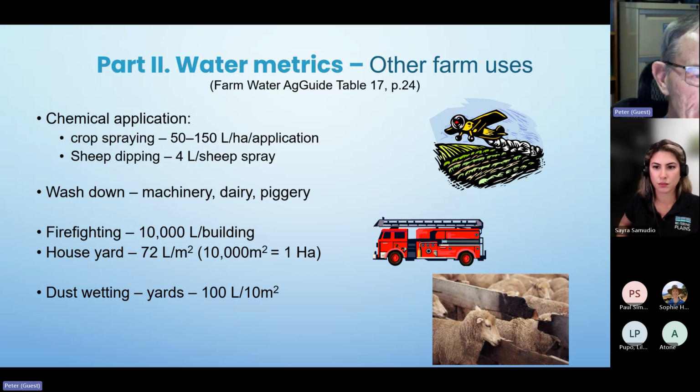And for firefighting for your house yard, should you get a grass fire going through your shrubs, the Ag Guide suggests 72 litres per square metre. And if you're not quite sure about that, there's 10,000 square metres in 1 hectare of your house area. And if anybody still wets down yards, you might need to allow some water for that, such as 100 litres per 10 square metres.